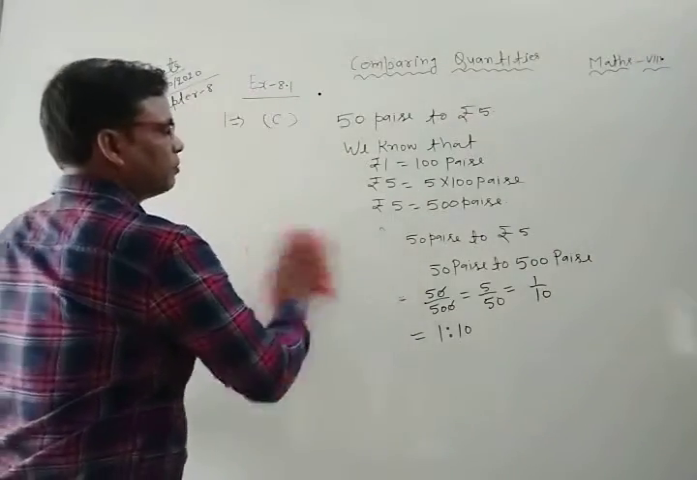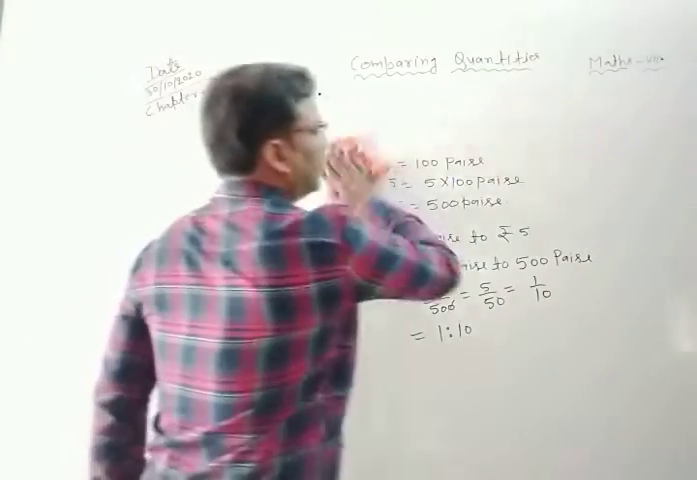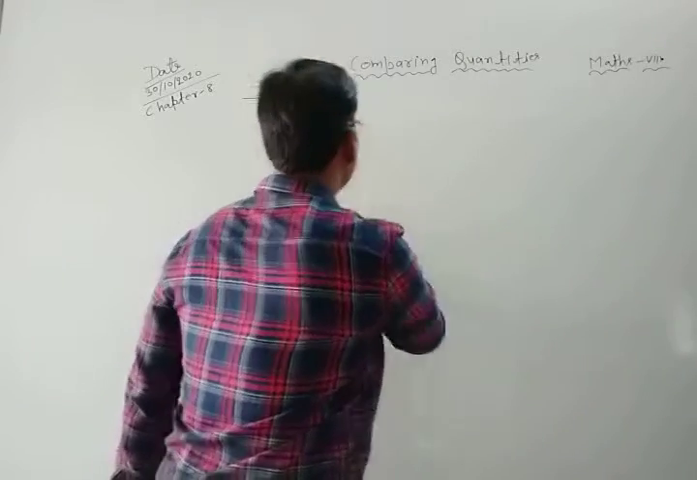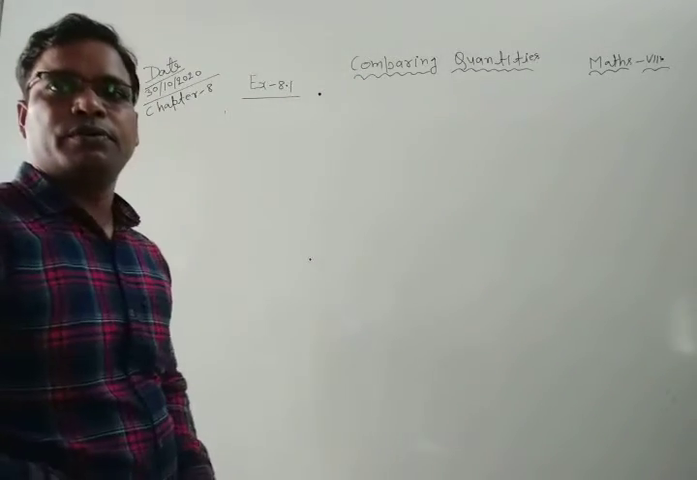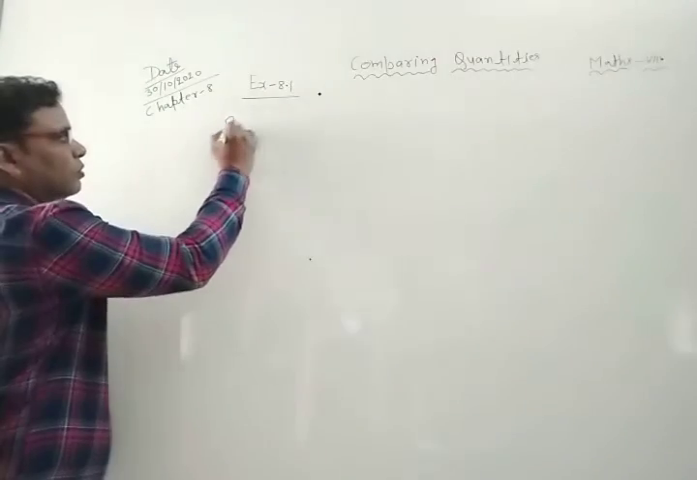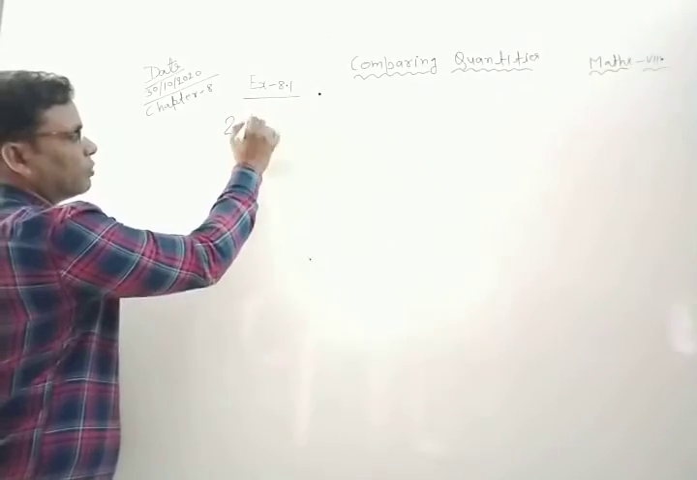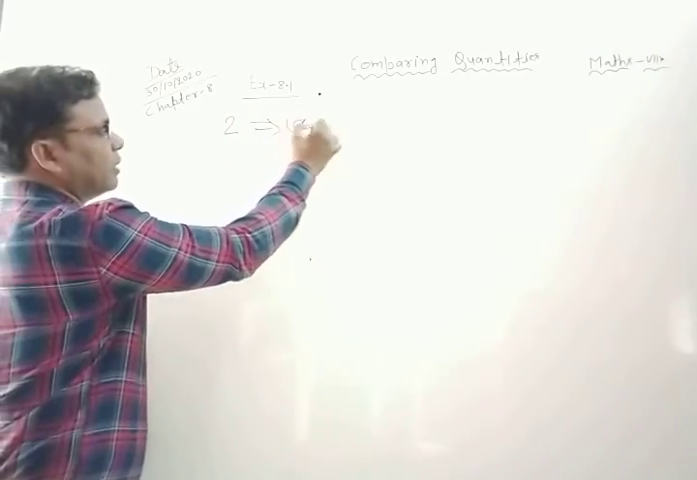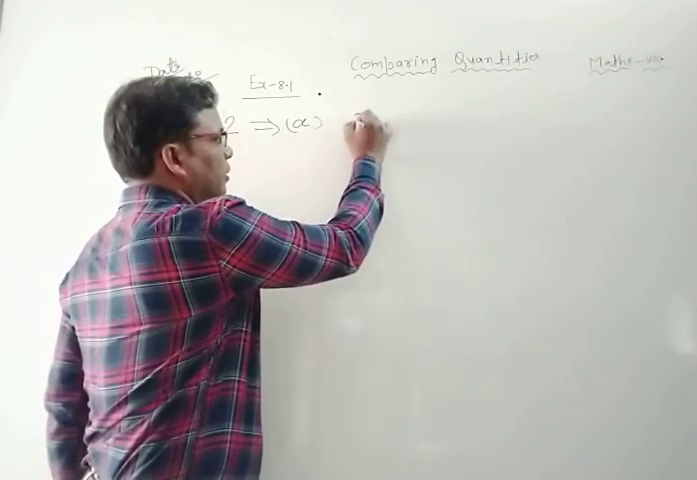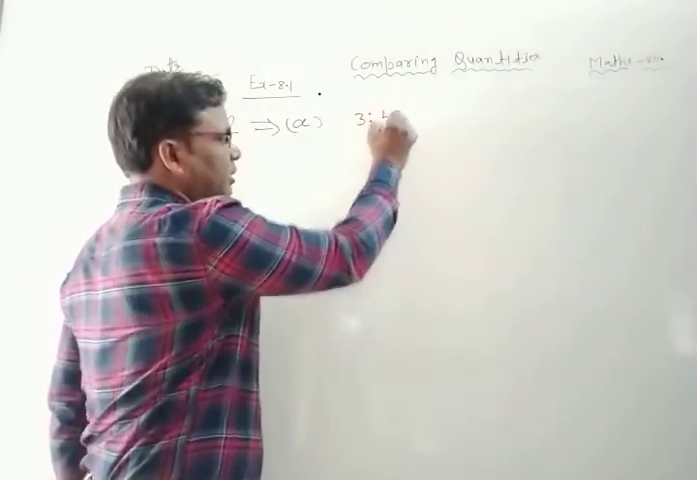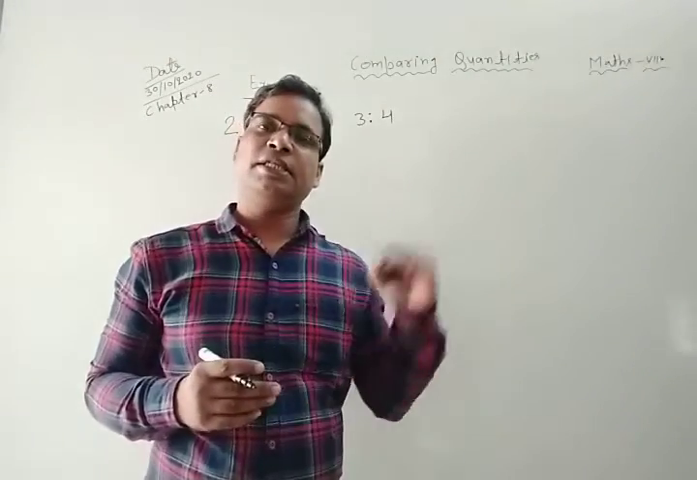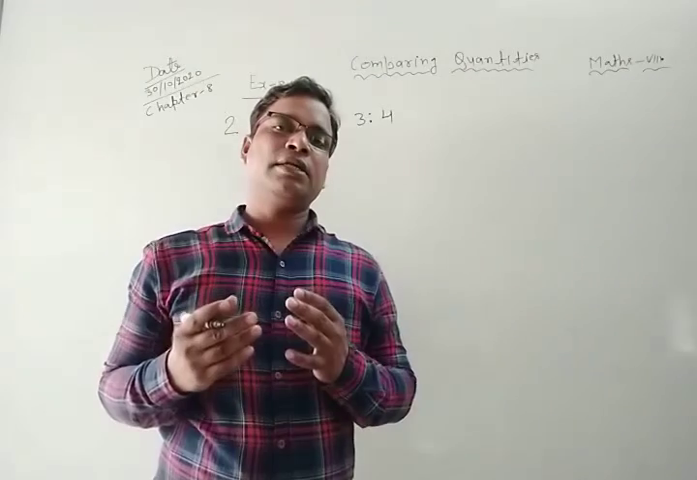So the first part of question number 2 is part A. Question number 2 has two parts, A part and B part. Part A is given as 3:4. This is part A. We need to convert this ratio into percentage.